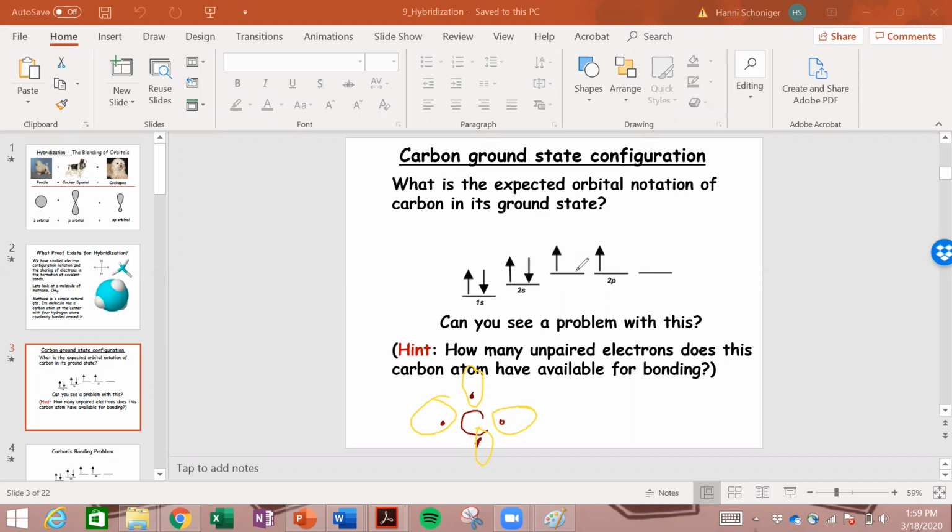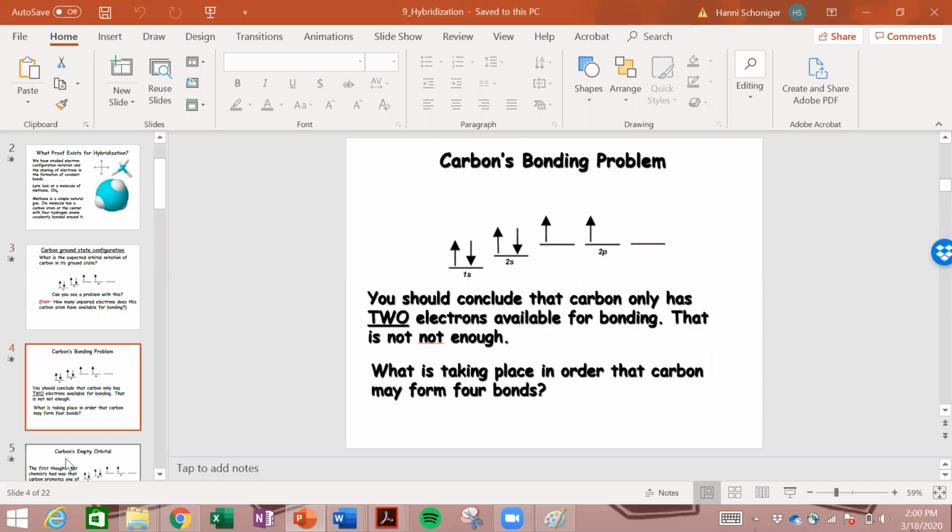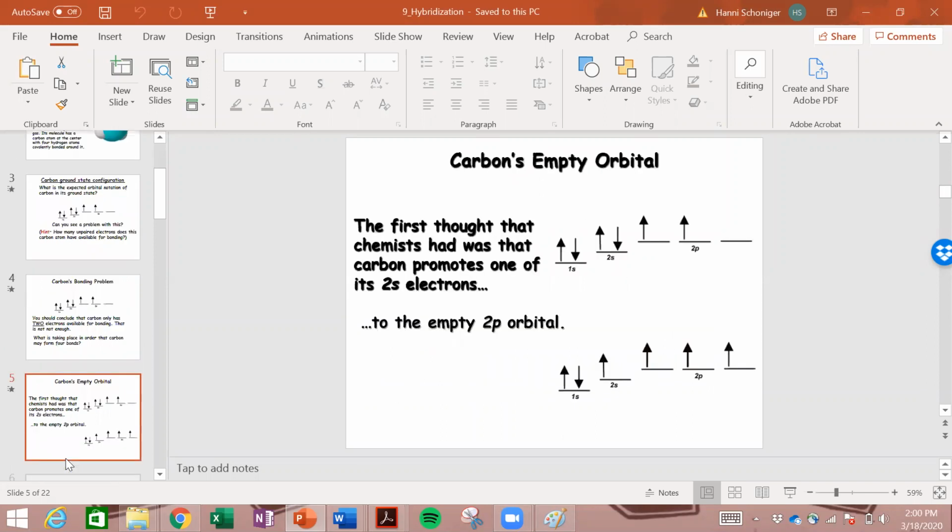But if we look at the valence electrons here, the 2s2, 2p2, this only shows 2 unpaired electrons. So that means there are only 2 bonds. How do we get those 4 bonds? We need 4 unpaired electrons, and right now with our ground state electron configuration, there's just 2. That's where hybridization came about. If we look at the next slide, there we go. That's exactly what I just said.